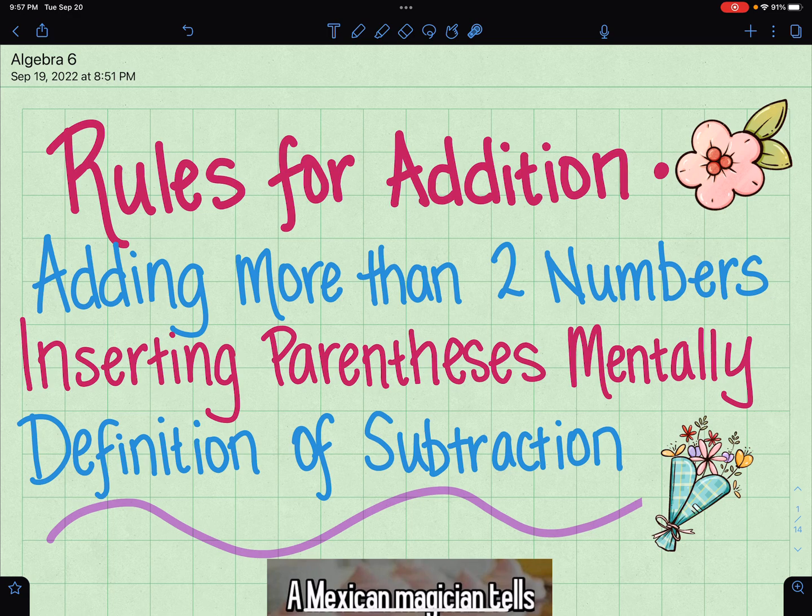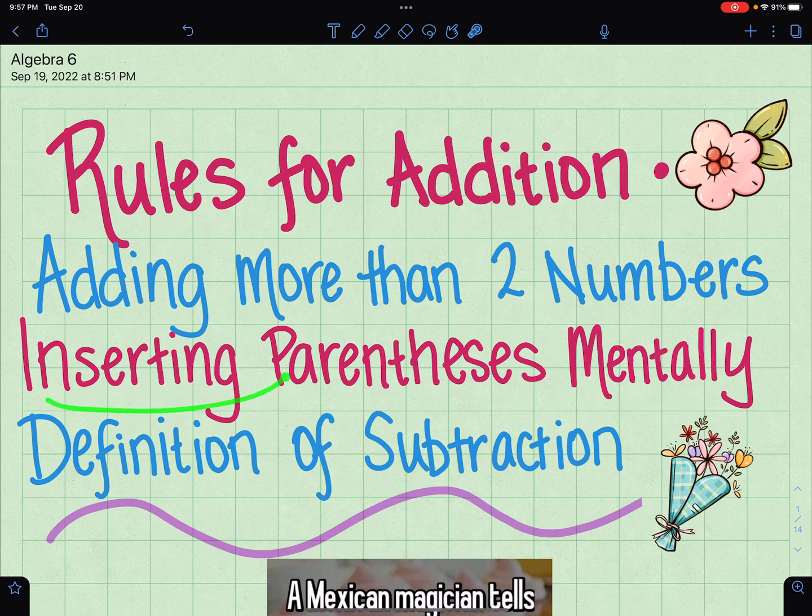We are going to go over rules for addition. There's a couple of rules we need to know. Also, adding more than two numbers, which I know you know how to do, but when you start adding signs like positive and negative signs, there are some rules that are going to make it easier and make sure that you get the right answer every single time, so that's going to be super important.